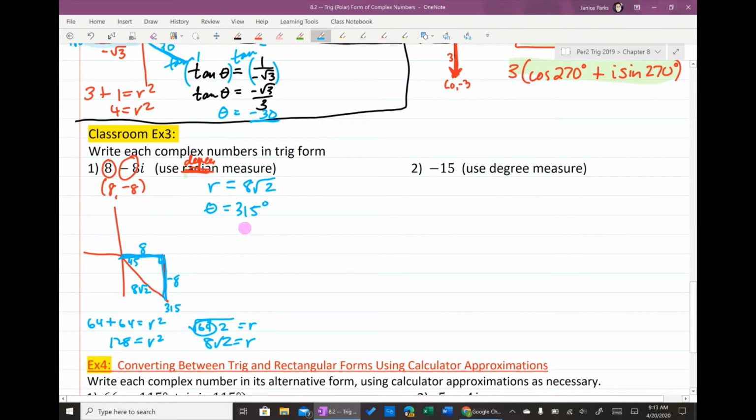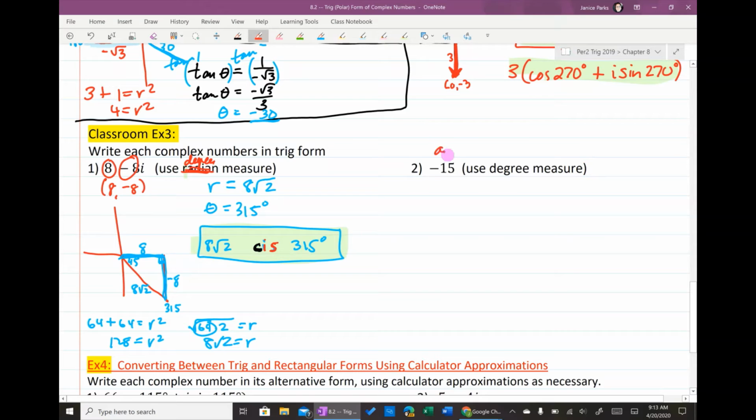So your final answer here is 8 radical 2 cis 315. And again, you can write it the shortcut or the long way. It's always easier to use the shortcut. And again, it just means cosine, and then the second part is i sine for the 315.